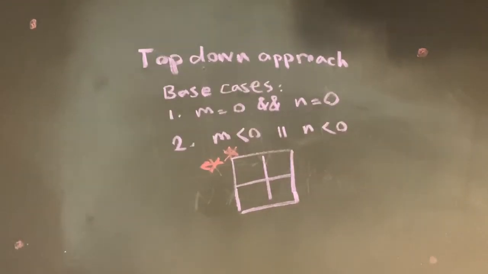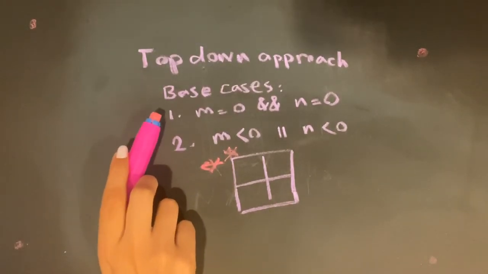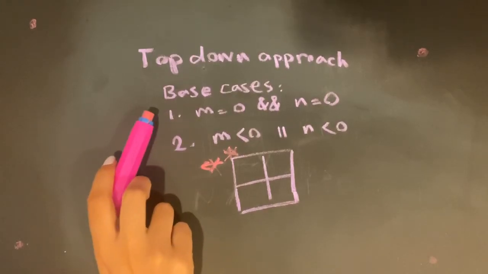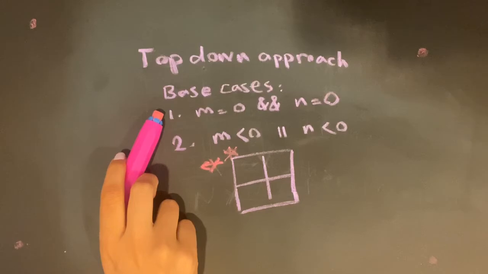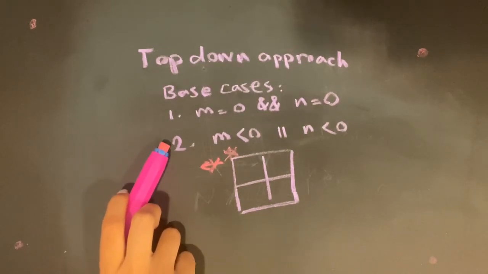Now, let's look at what our base case is in the top-down approach. The first one is when we finish a complete path. How do we know that? We know that when we say the first base case is when m and n are equal to 0. The second base case is making sure that we don't go out of boundary. How do we make sure of that? By making sure that m or n are not less than 0.